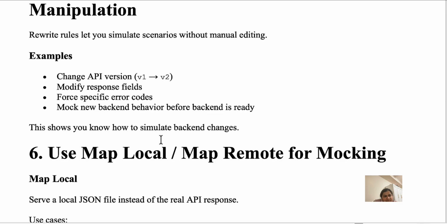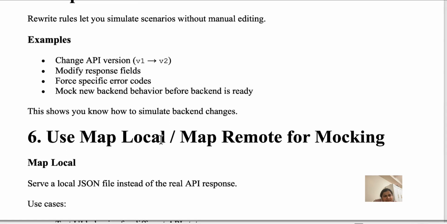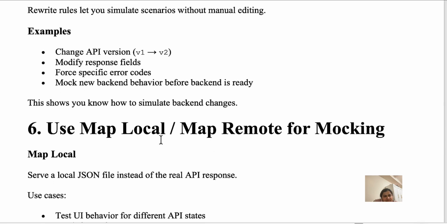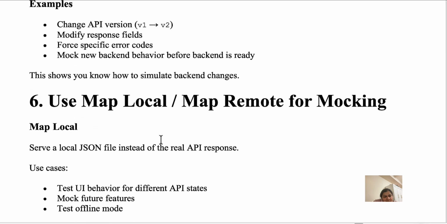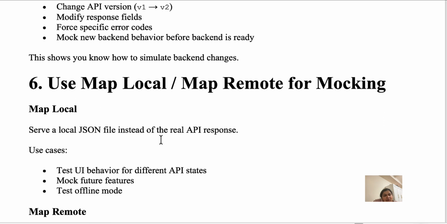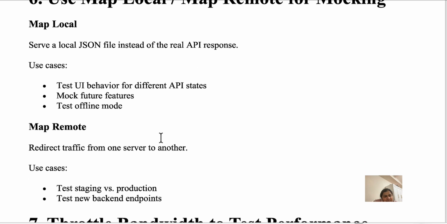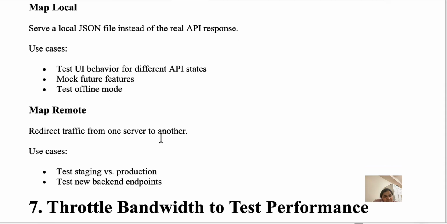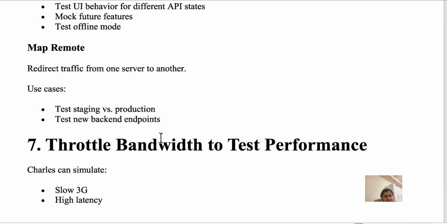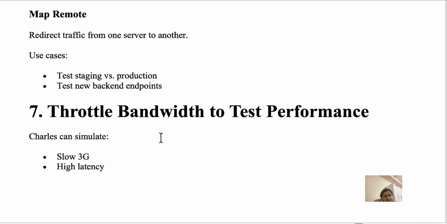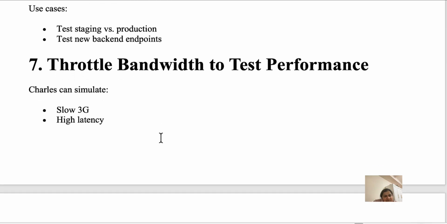Change API from version 1 to version 2, and then for specific error codes. Also Map Local and Map Remote for mocking APIs. So sometimes some APIs have to be mocked and then tested. So we need to test staging versus production, and test new backend endpoints as well.